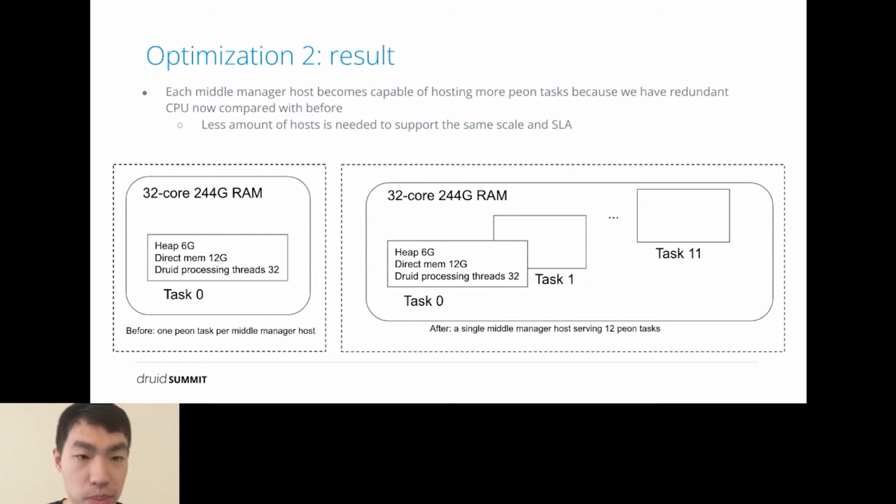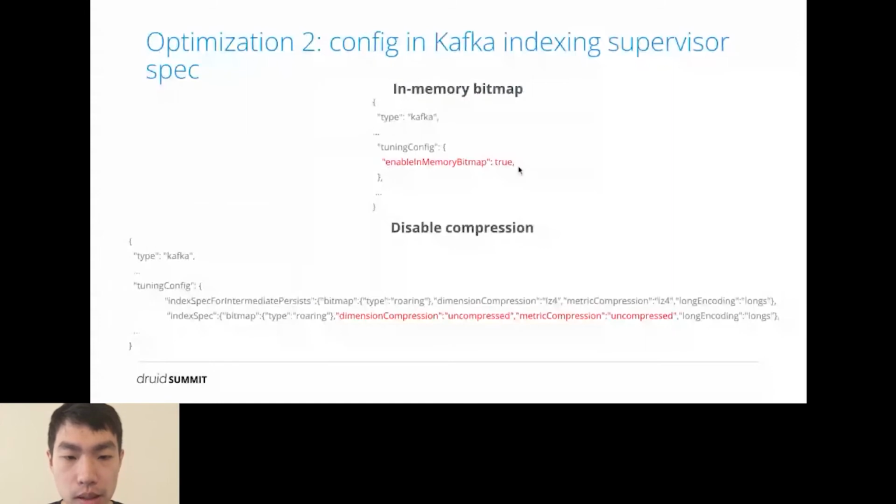To enable optimization two, it's also really convenient. We've made it really easy to use for our clients. Basically, we have a flag, enable in-memory bitmap, in the tuning config of the Kafka indexing supervisor spec. We just set it to true.